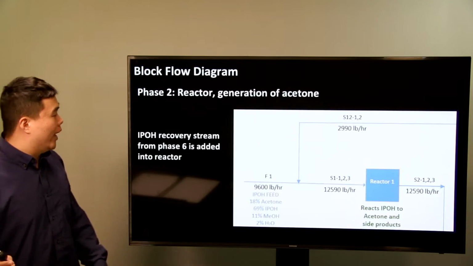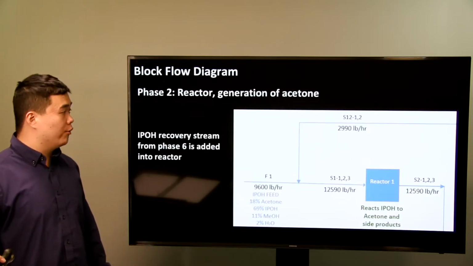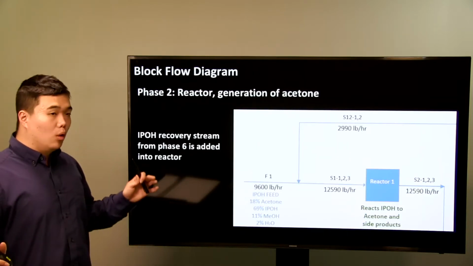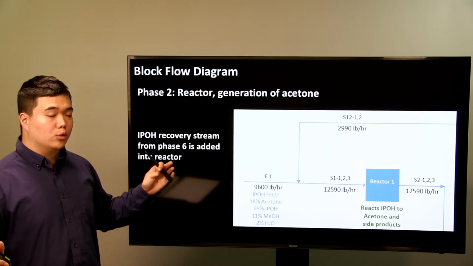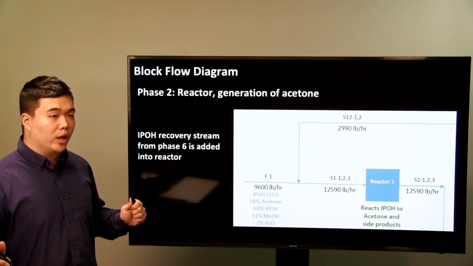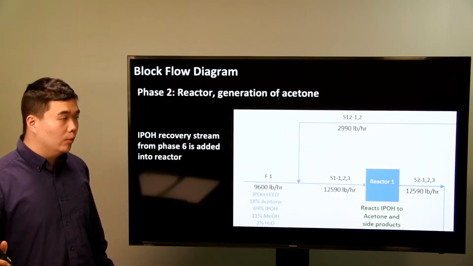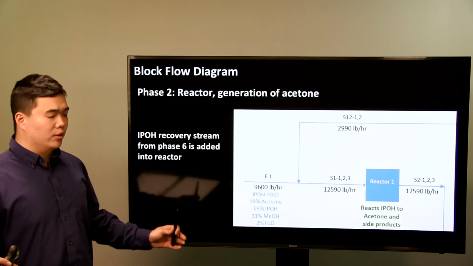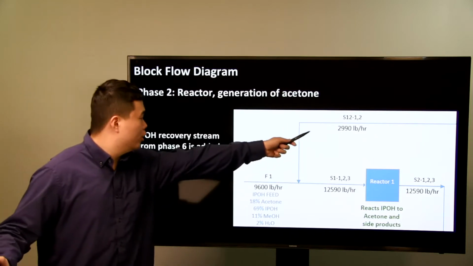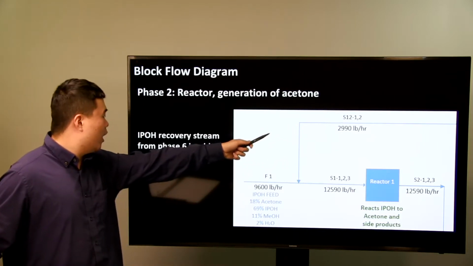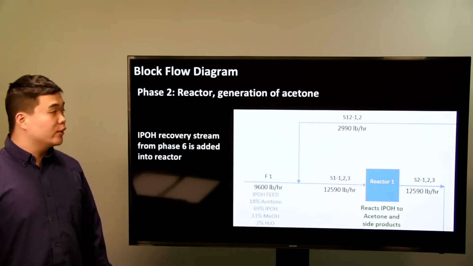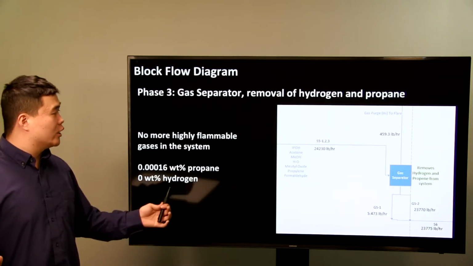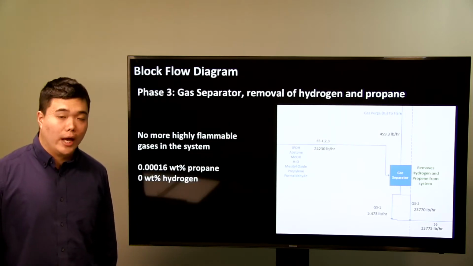Next phase is the reactor, where the generation of the acetone happens. So there's a soft requirement to reach 95% mole recovery from IPOH to acetone. In order to reach that soft requirement, we decided to introduce a recovery stream from phase 6 into the reactor. Next phase, I'm going to talk about the gas separator, the removal of the hydrogen and propane.